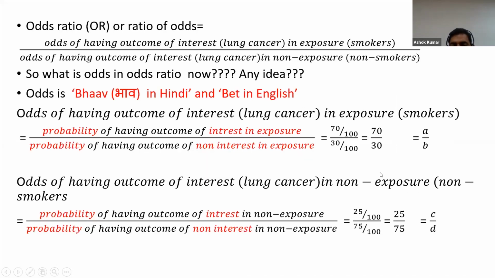So what do we get? We get 25 divided by 100 and 75 divided by 100. The 100 cancels, so 25 divided by 75. And what are C and D? You can see over there in the 2 by 2 table.